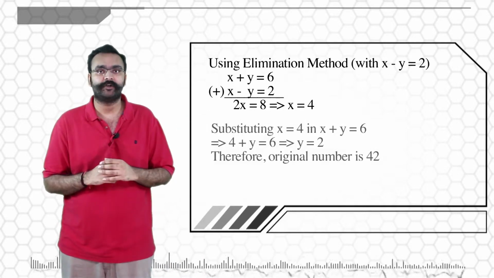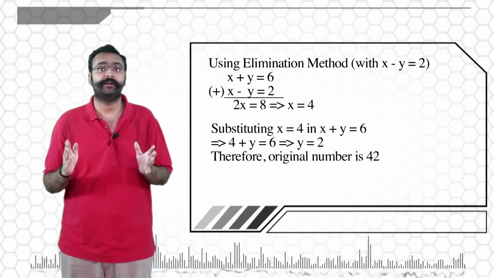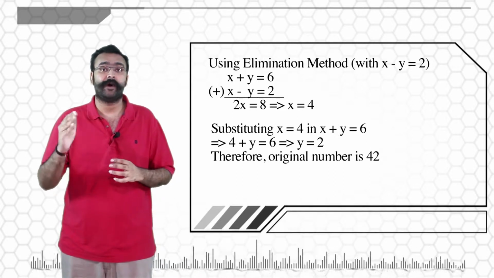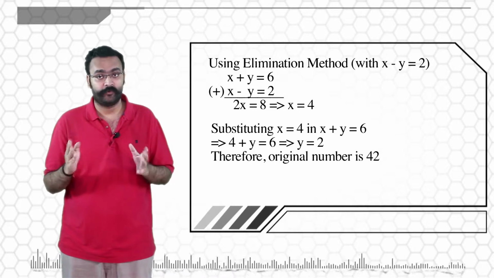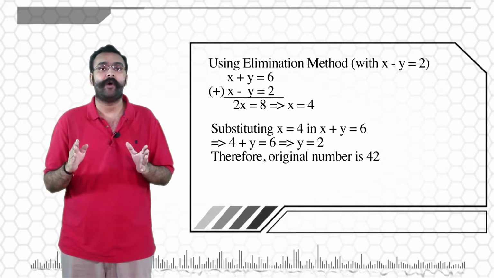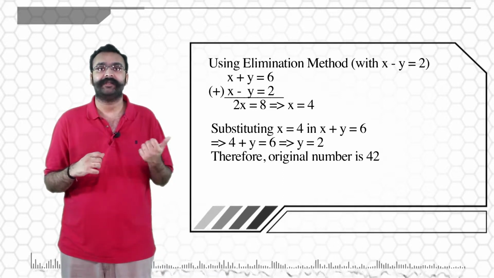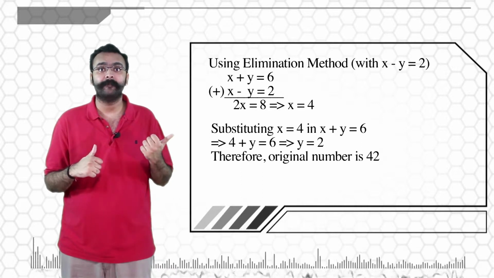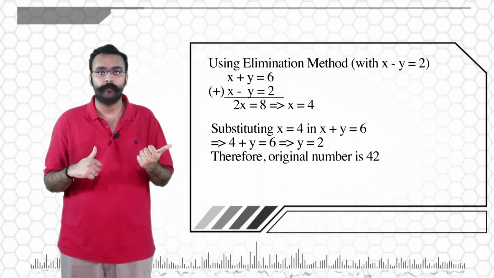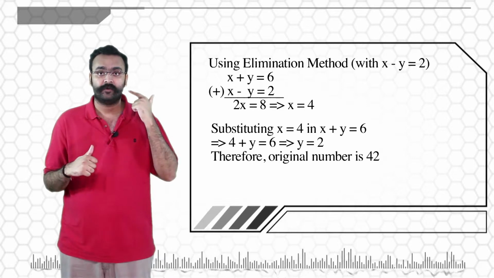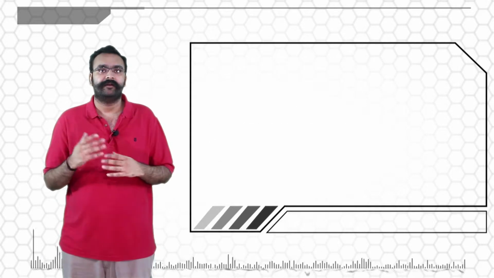Plug it into any of our two equations. Let's say I plug it into my first one. x plus y equal to 6. 4 plus y equal to 6. y is equal to 2. So we get that our original number was 42. x was the tens digit, y was the ones digit.